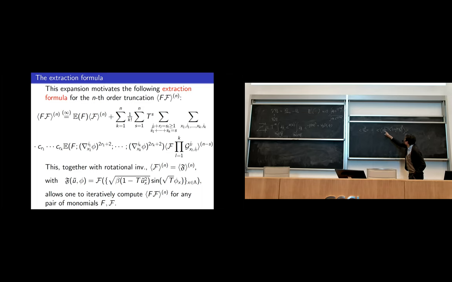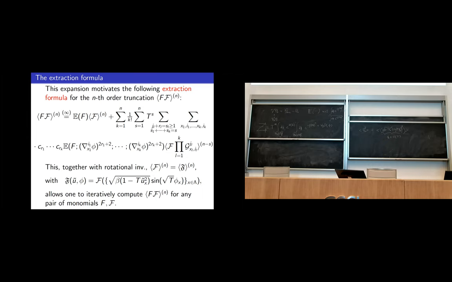And now you see that the expression down here is equal to phi of x plus order t. So this is just a monomial in phi of x, which to dominant order is given just as average equal to the Gaussian average plus correction of order t. So in other words, from this formula, using rotational invariance plus a finite number of iterations, you can compute explicitly the nth order truncation of the low temperature expansion for any monomial in phi and U tilde.